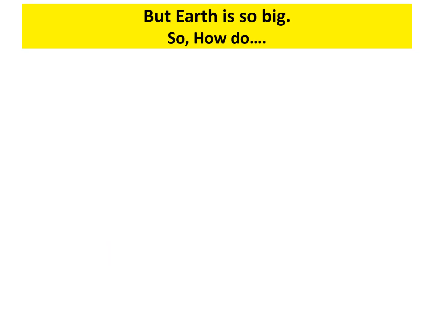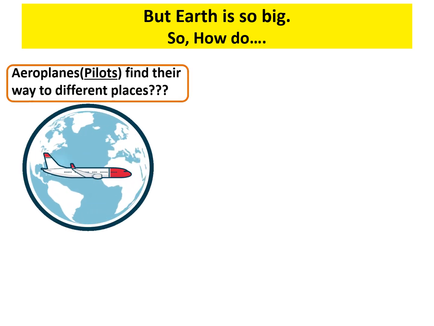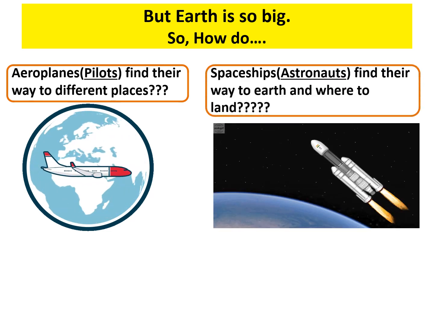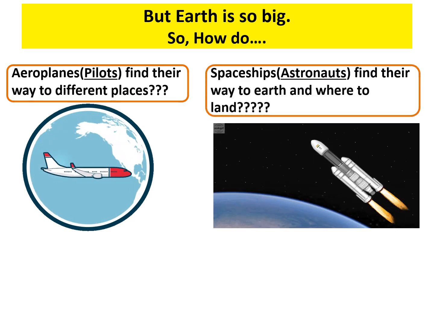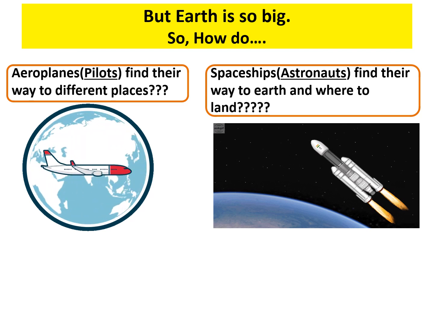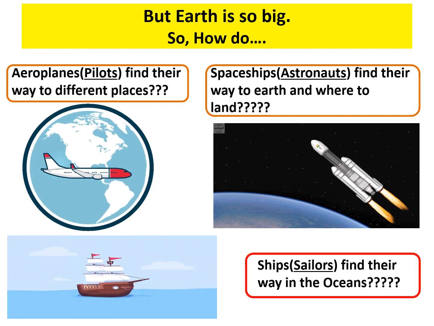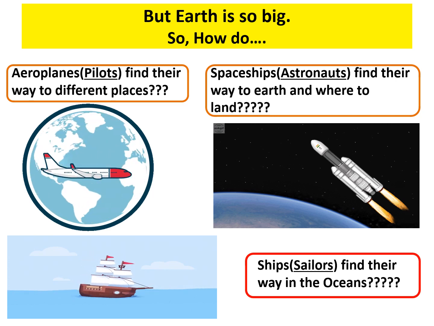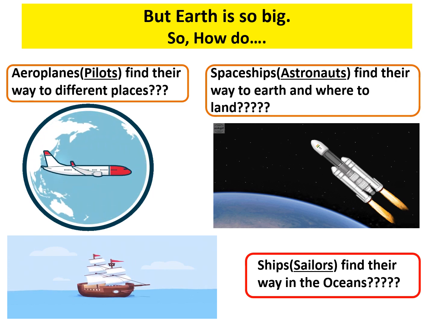But the earth is so big. So, how do the pilots flying the aeroplanes find their way to different places? Or the astronauts flying the spaceships find their way to earth and where to land? Or our sailors who sail in the ships find their way in the oceans? Do they have some kind of a map too?